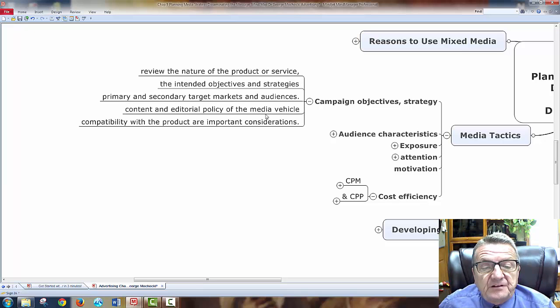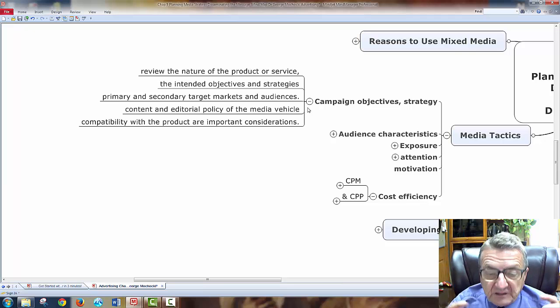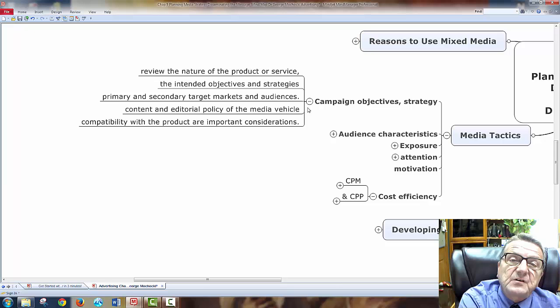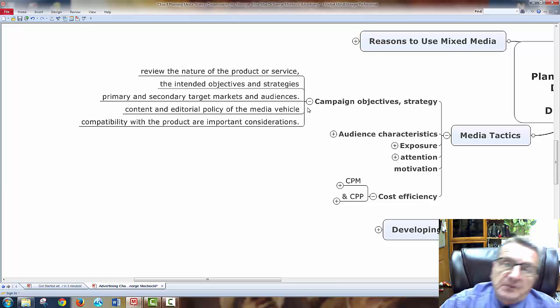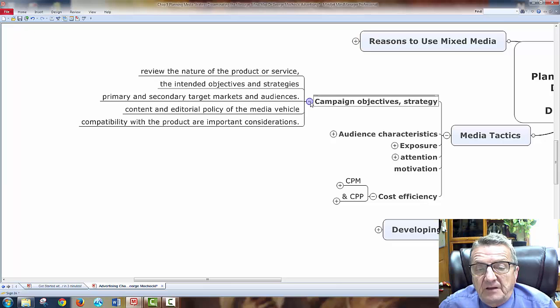Content and editorial policies, a media vehicle's compatibility with products are important considerations. What products are we selling? Does it complement the product? Does it complement the brand? Remember, everything that I'm selling doesn't make sense for the brand. Does the product line fit into my product mix of the business that I'm selling, or is this a whole new brand, or a whole new look or image that I'm going to try to venture out with, a whole different market? So if I want to change how I look, I want to change how I advertise. I have to understand that.